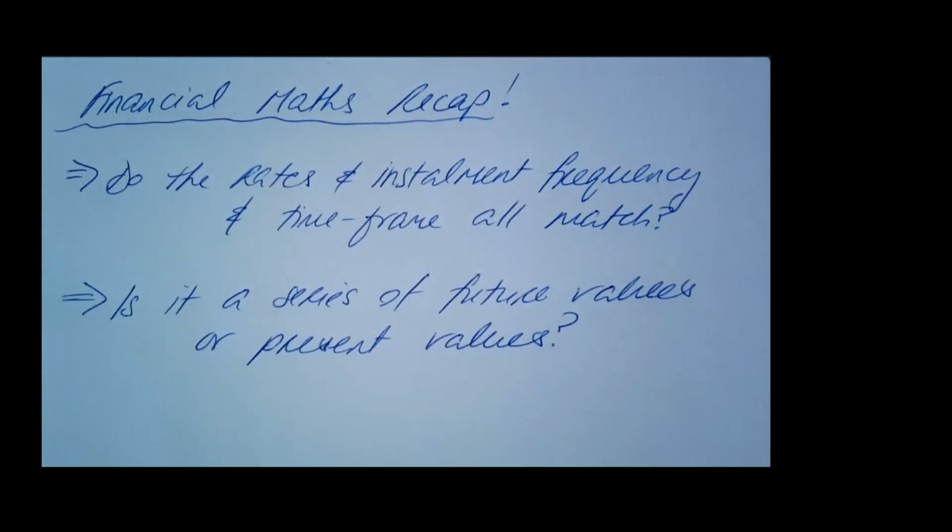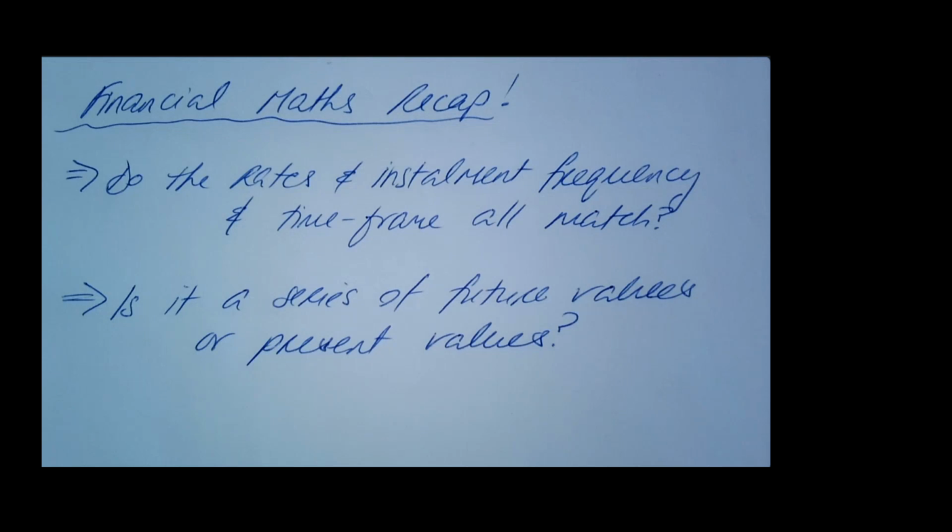Okay, so just a quick little recap then. With financial maths, there's a couple of things from your question that you need to be clear about. And the first thing always is, do the rates match? And by that, I mean how often you're paying something in, whether it's a loan or a savings installment, whatever it is. What's the frequency of that? Is it an annual rate, an annual installment, or is it an annual rate and monthly installment? And again, the time frame. Are we talking about this all happening over a 5-year term or what? All of those have to match.